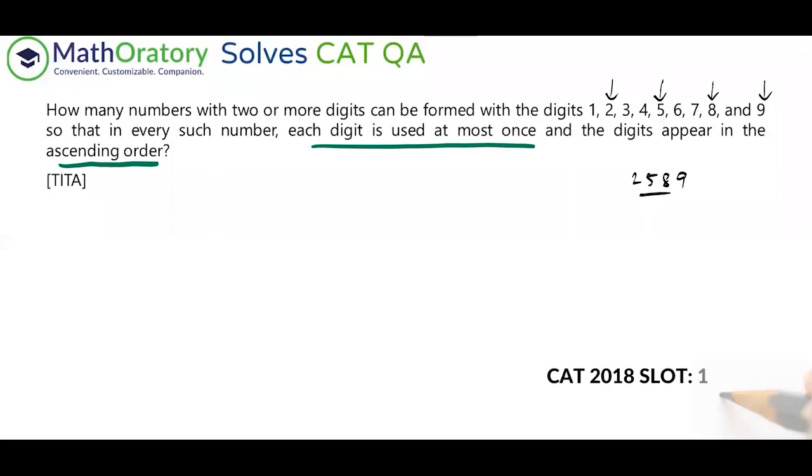Instead of taking cases on how many digits the number has, I'll associate choices for each digit. That is, 1 can be selected or cannot be selected. Correspondingly, 2 can be selected or cannot be selected. Correspondingly, 3 can be selected or cannot be selected. So for each digit, I'm associating 2 choices: either you select it or not.